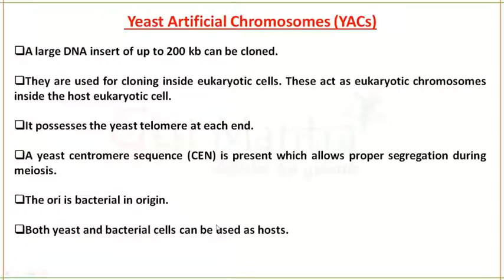Okay. Such type of vectors which can be used within two different types of cells like yeast and bacteria are called as shuttle vectors. Okay, shuttle vectors are nothing but vectors which can replicate, which can have origin of replication for both yeast as well as bacteria, two different kinds of cells.